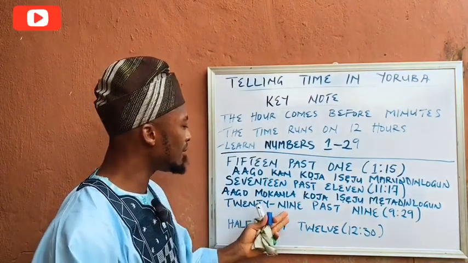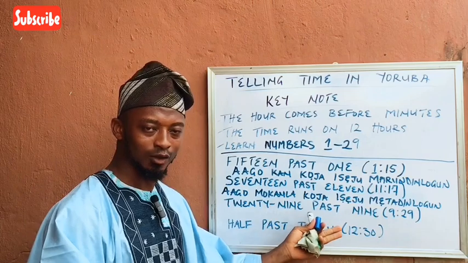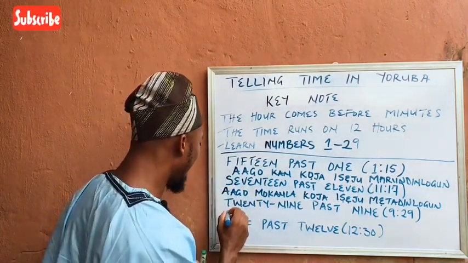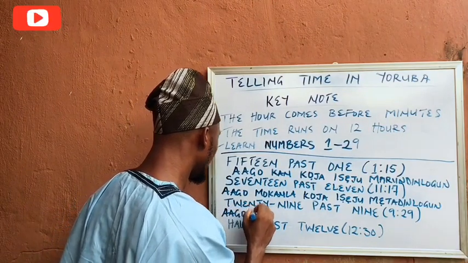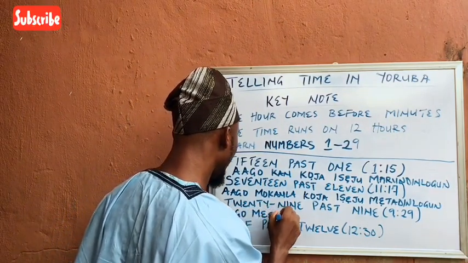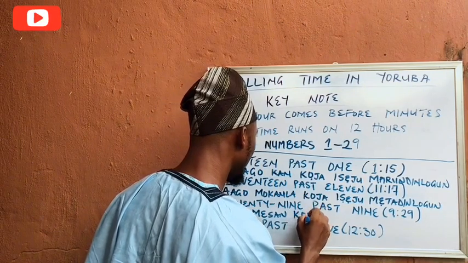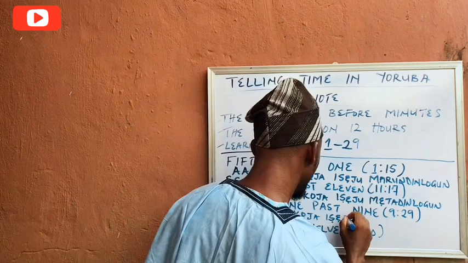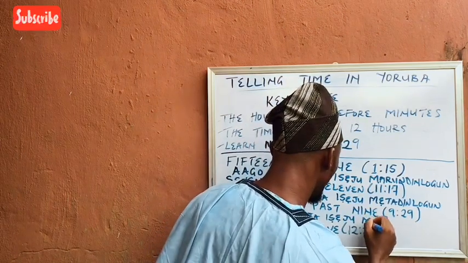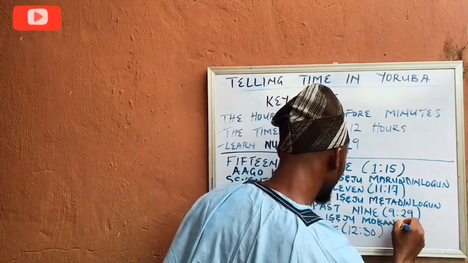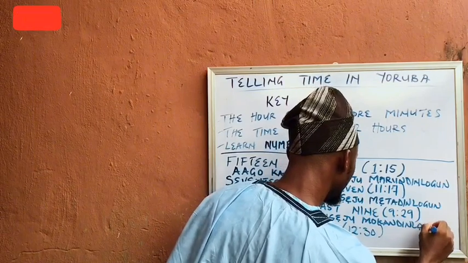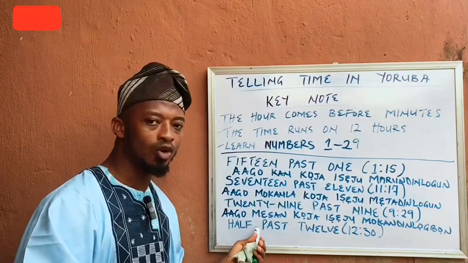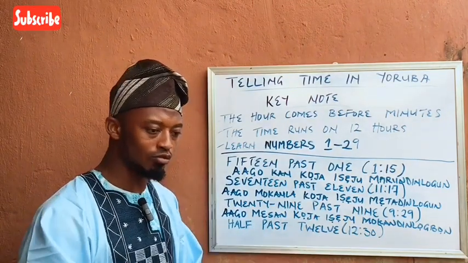So, 29 minutes past the hour of 9 will now give us what? Based on what we explained in the first and second one, we have it aago mẹ́sàn-án kọjá ìṣẹ́jú mọ́kàndínlọ́gbọ̀n. So, 9:29 is aago mẹ́sàn-án kọjá ìṣẹ́jú mọ́kàndínlọ́gbọ̀n.